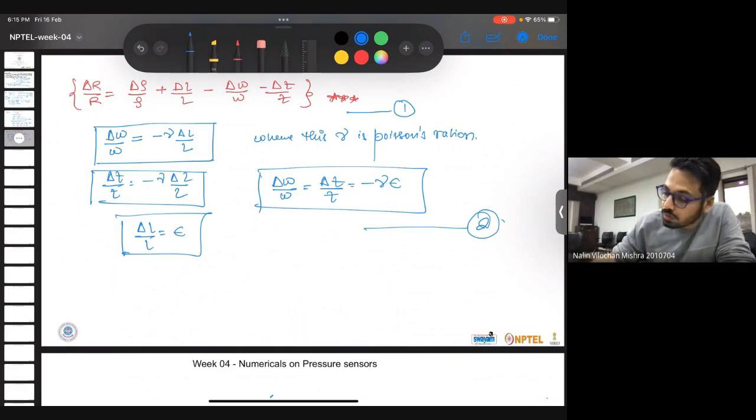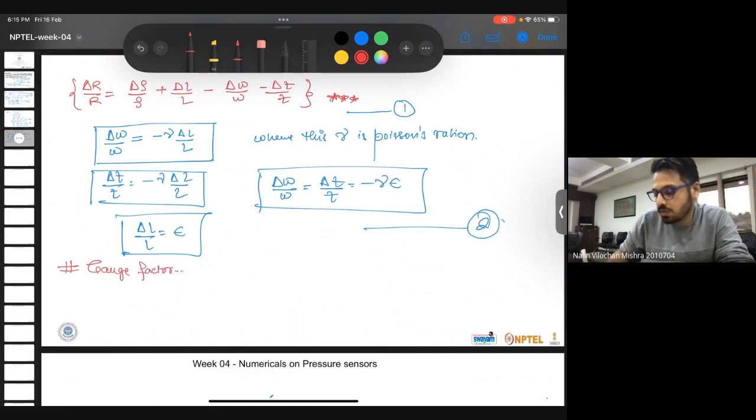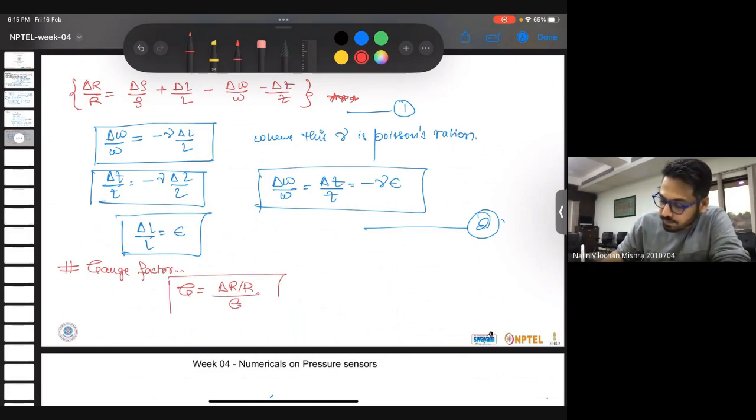Okay. Now there is one more thing, gauge factor. So by formula, it's change in resistance by resistance upon strain, where strain is change in length by length.